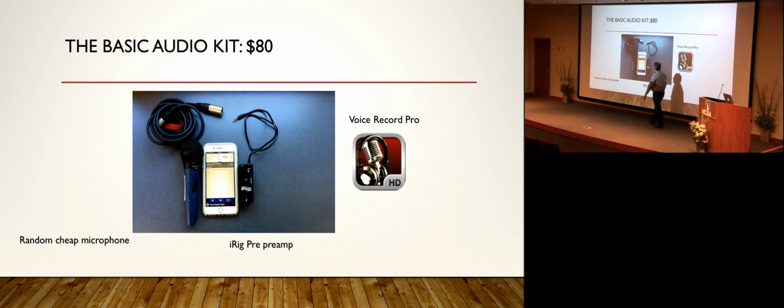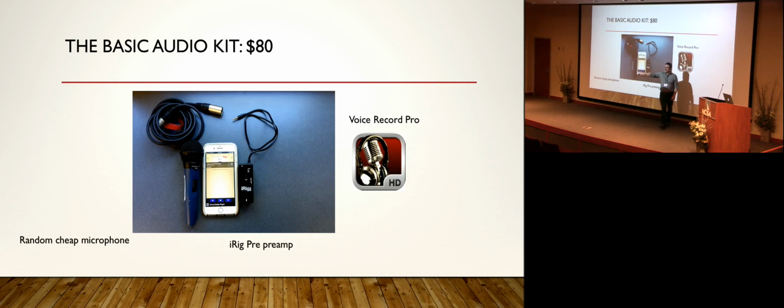This uses, plus to your contract on the phone. This uses like a $21 random cheap microphone here. It's made by Audio-Technica. Shure makes like a $50 one. I think it might be a $50. We have an iRig preamp.